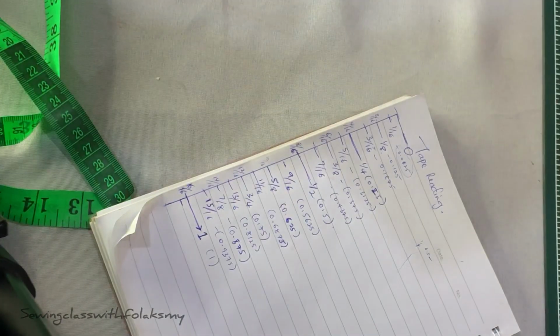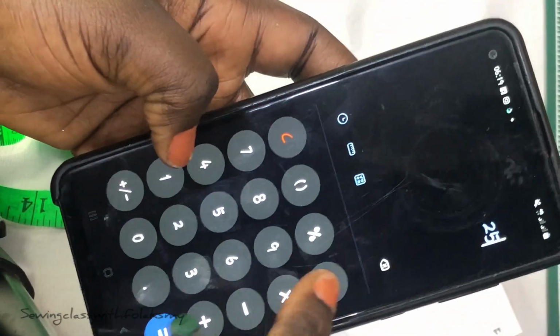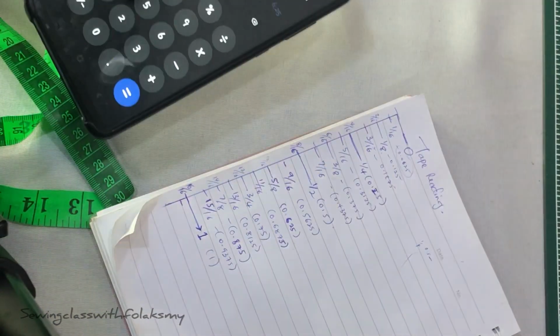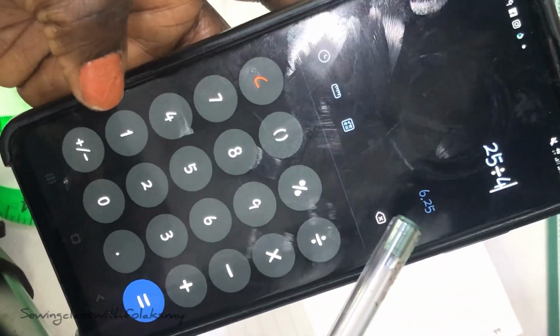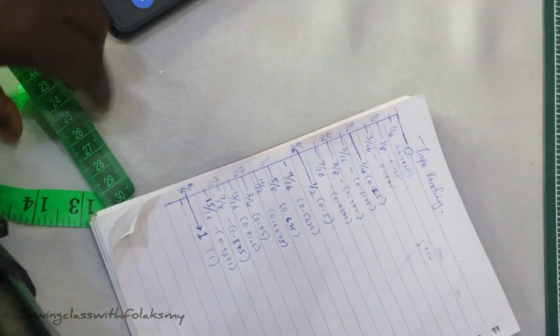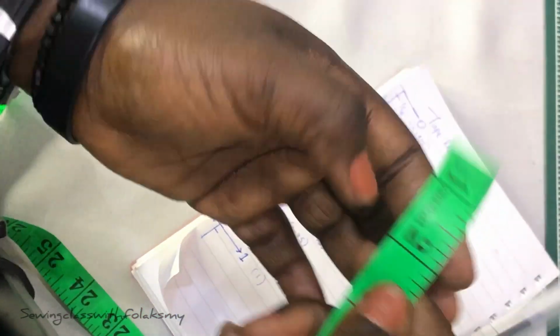So let's say I was using 25 initially. 25 divided by 4, that is 6.25. Abi, was it 25 divided by 4 we did that time? 6.25, anyway. So on your tape, let me use the one that will be easy to understand. I wanted to show you something before I jumped to that.